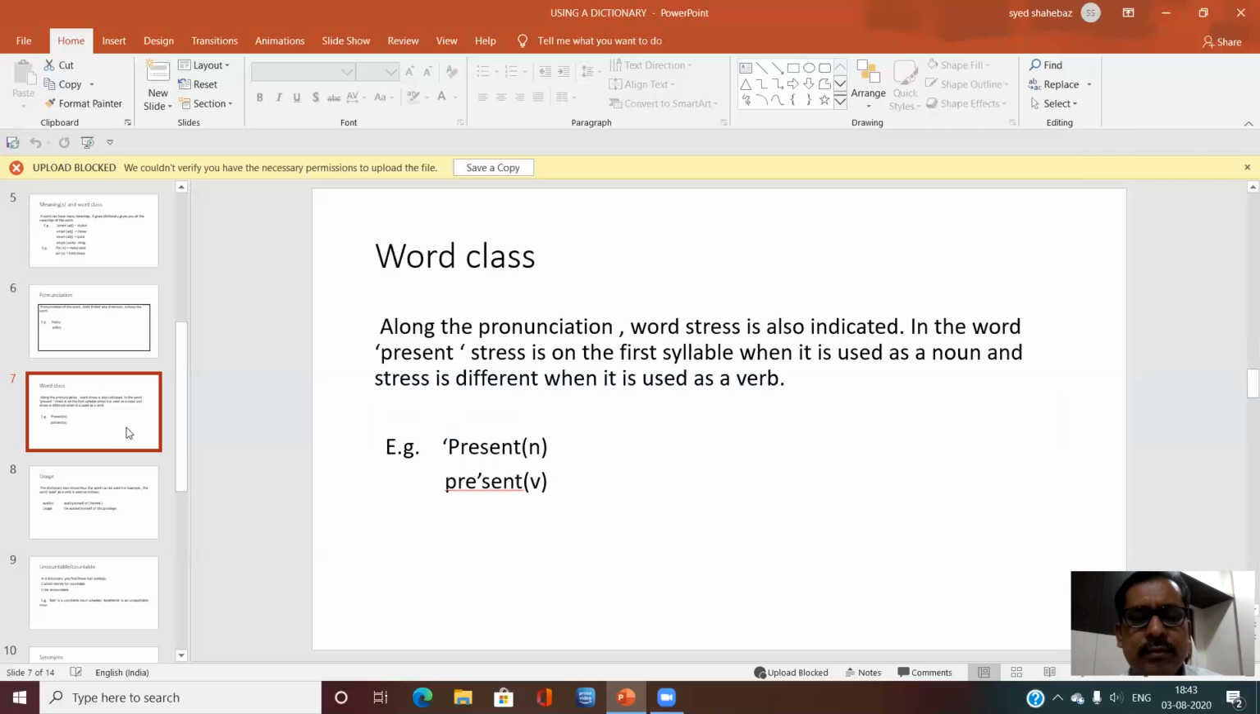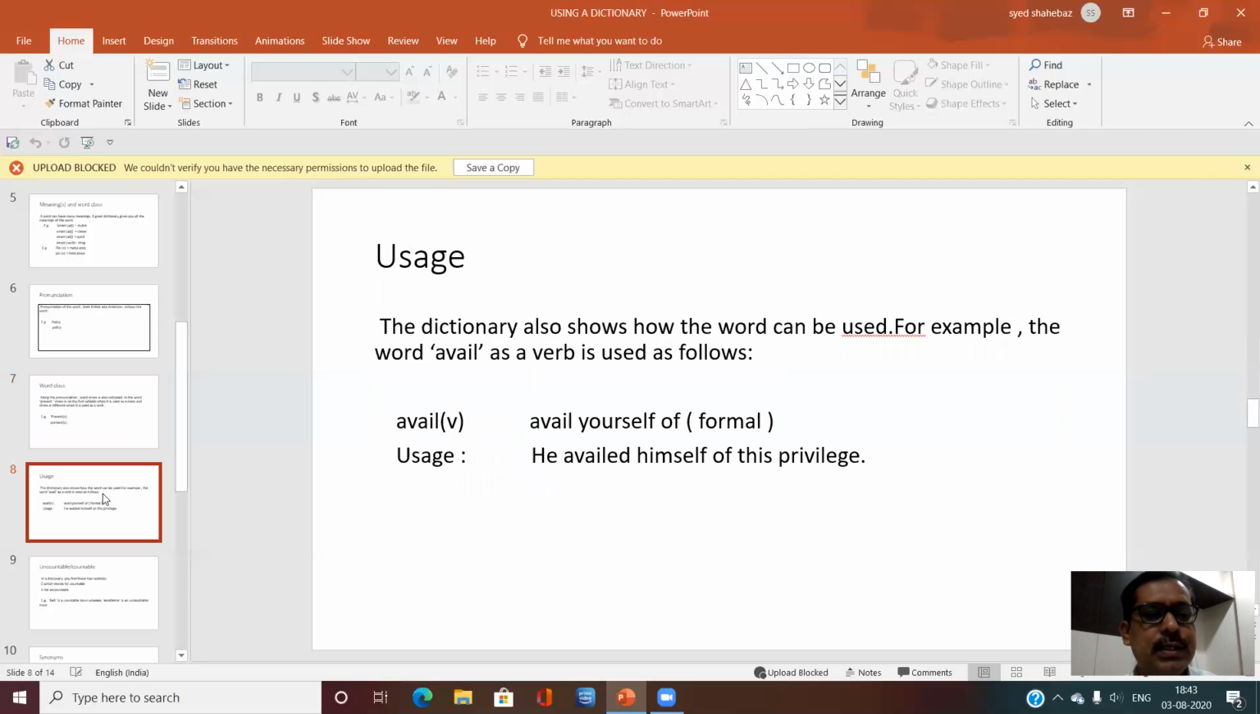To show the stress, there is a vertical small bar given on the head of the letter. So see, there is a vertical bar on P. There is a vertical bar on S. So this is the word class.